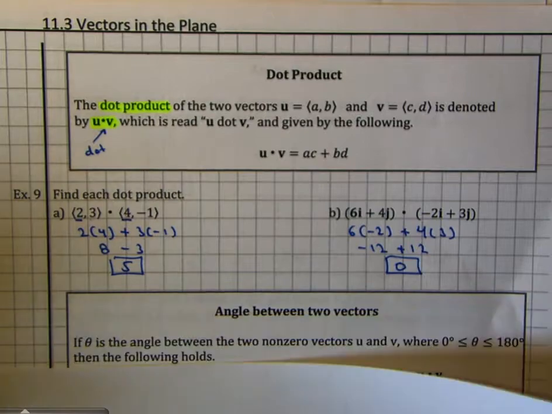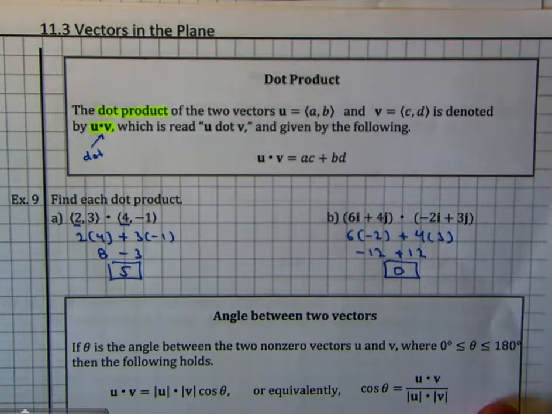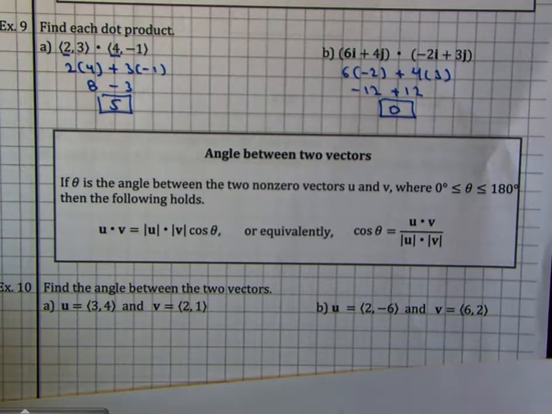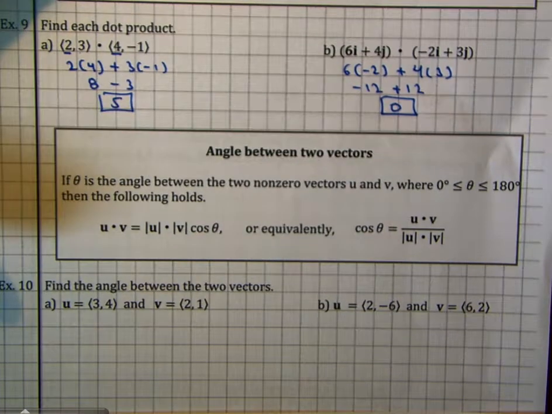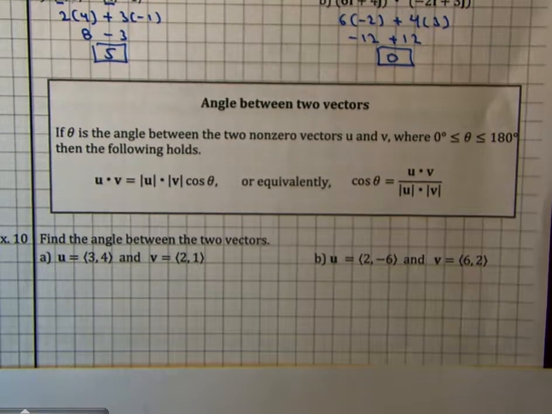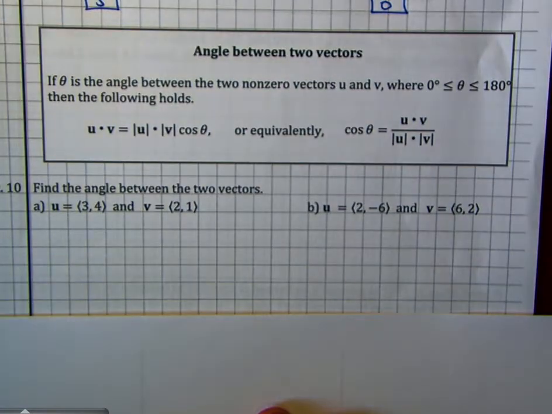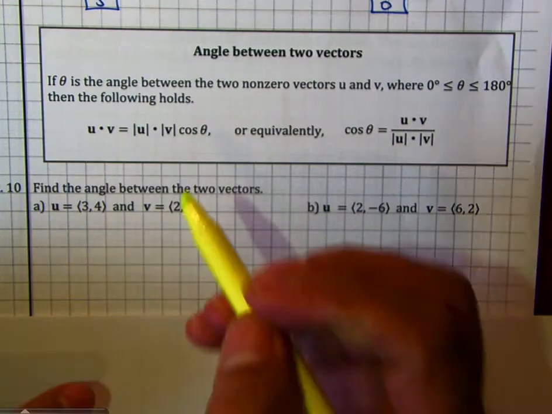So now let's find one of the uses for a dot product. Example number 10. Go and take time to copy it down, pause it, and we'll continue once you're ready. So we can find the angle between two vectors.